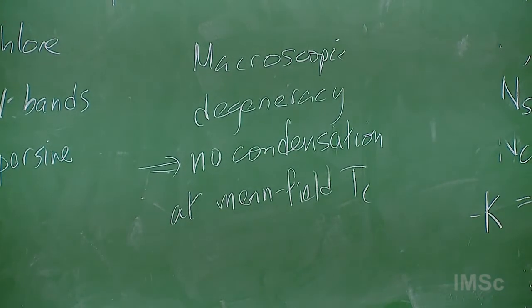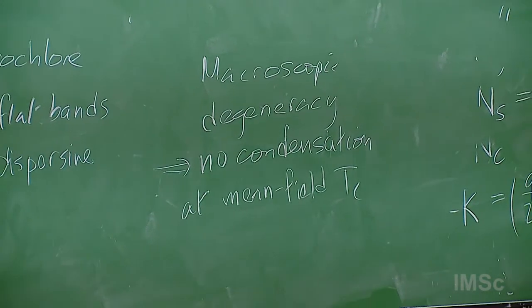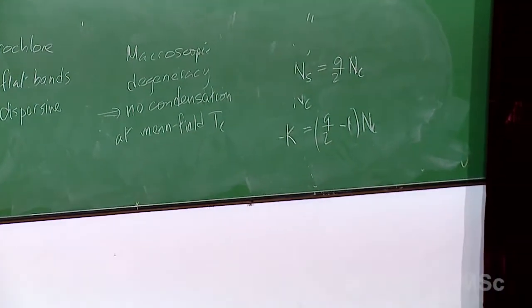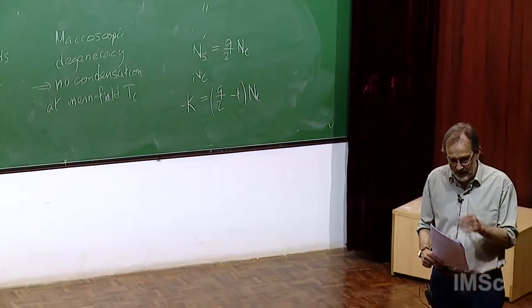For the pyrochlore, one of the flat bands is the ground state manifold and the other flat band indicates what? I think they're both part of the ground state manifold.